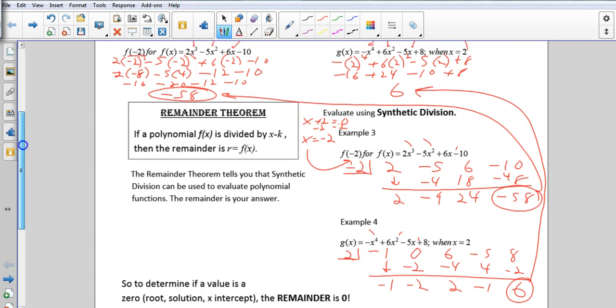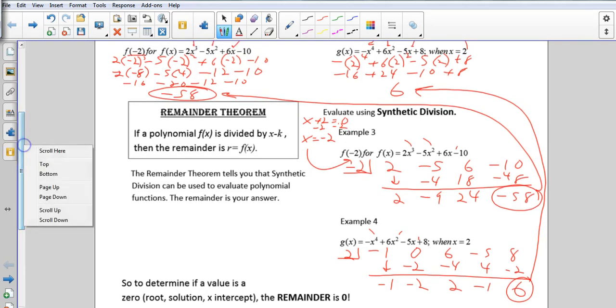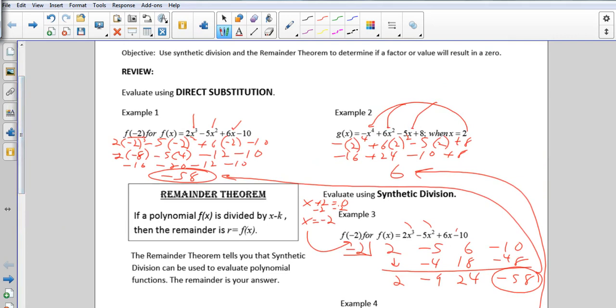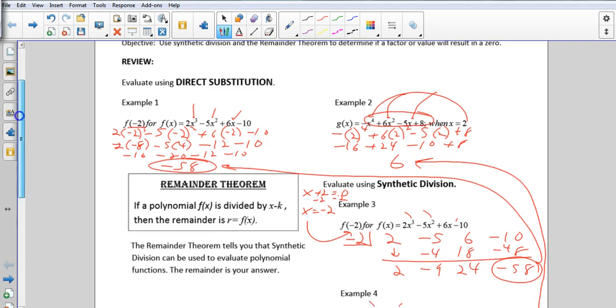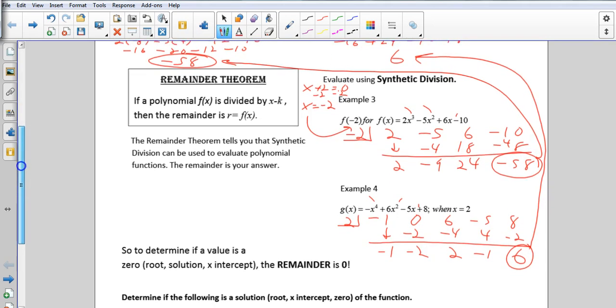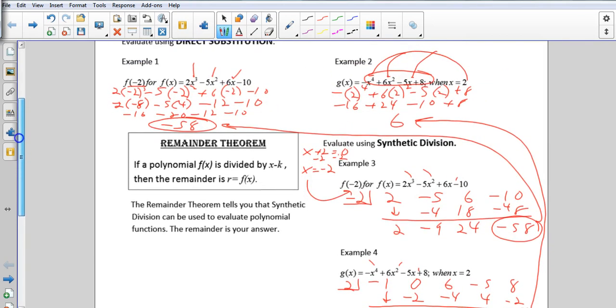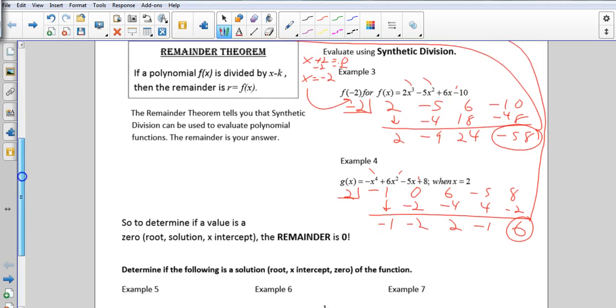They're the same problems. G of x, x to the 4, 6x squared minus 5x plus 8. Same problem. So again, you can see that as an alternative to direct substitution, it's a little bit faster.